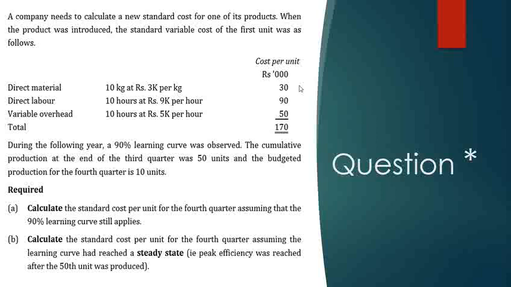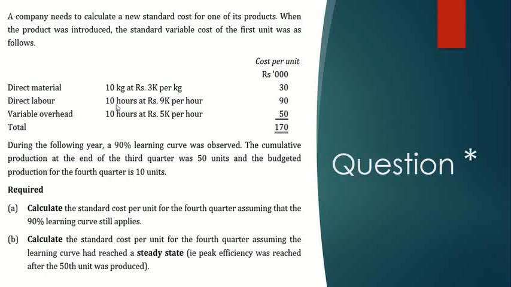If they are producing two units, it will be 60,000. If you are producing three, it will be 90,000. Likewise, it is straightforward. So there is no impact on this material cost because of the learning curve theory. But direct labor: 10 hours needed for the first unit, at 9,000 per hour. So 9 into 10, 90,000. This is very critical because when they are producing more, this time requirement will get reduced.